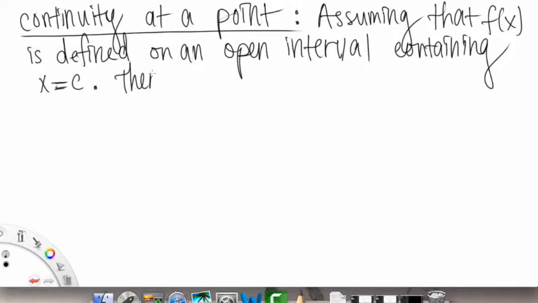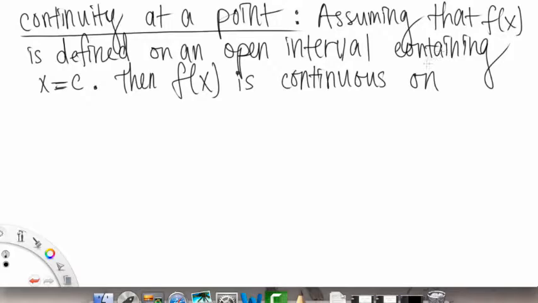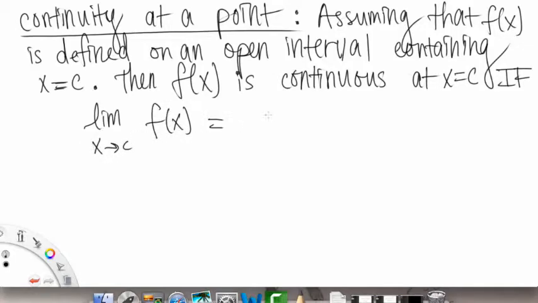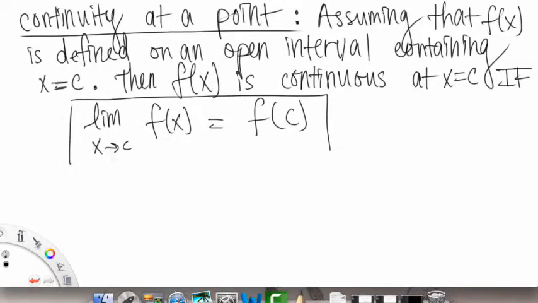So then f of x is called continuous at x equals c if, and this is a big if, the following is true. The limit as x approaches c of f of x is equal to f of c. Okay, so this is very important, pretty crucial here. So what we're going to do is break it down.